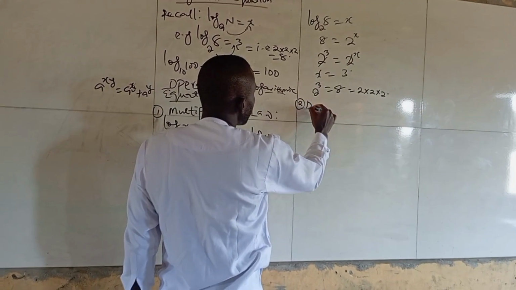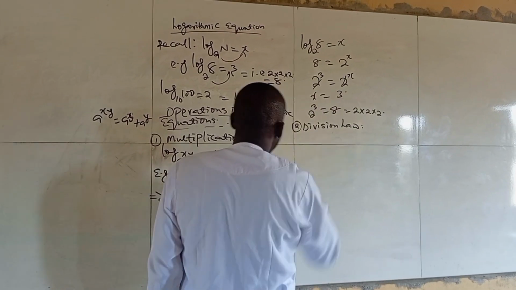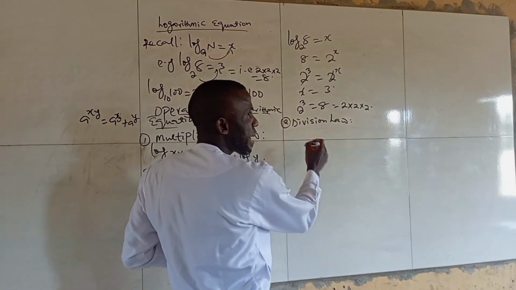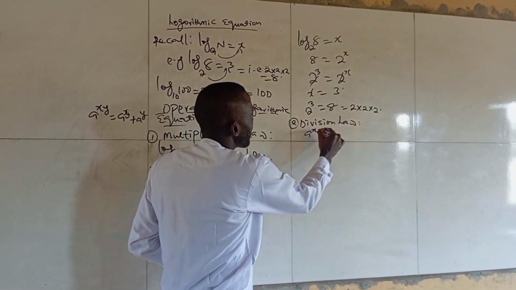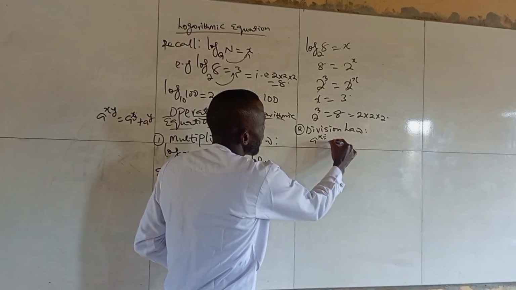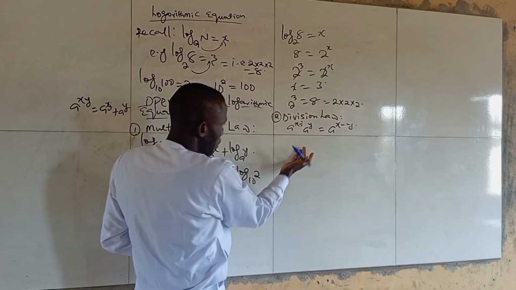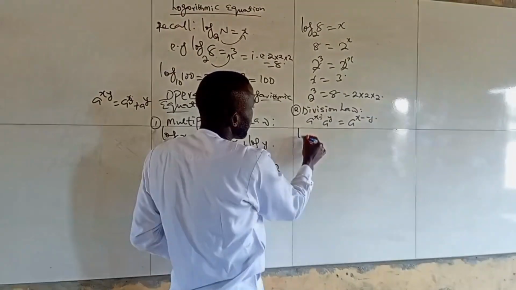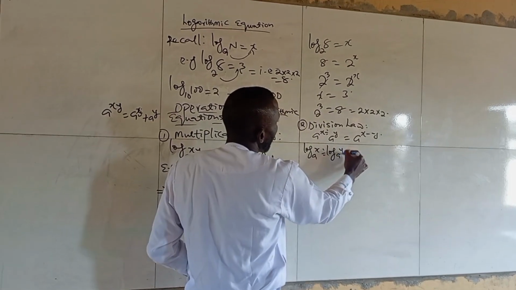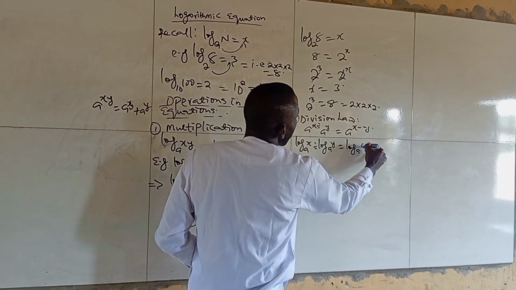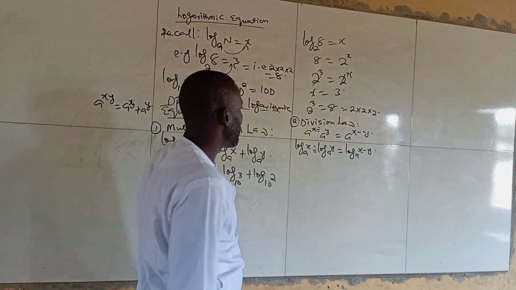Division law. We can still recall in indices where we have a raised to the power of x divided by a raised to the power of y is the same as a raised to the power of x minus y. So deploying this back into logarithm, we'll have log to base a of x minus log to base a of y is the same as log to base a of x divided by y. That's how simple it should be in terms of division of logarithm.